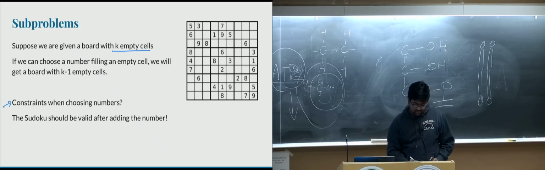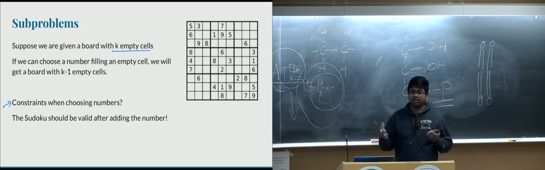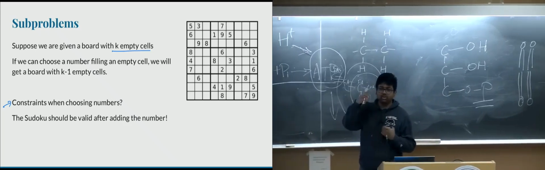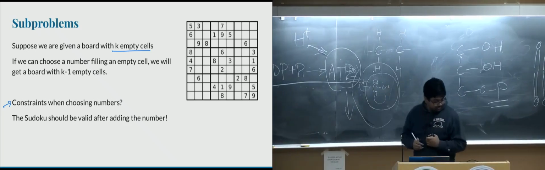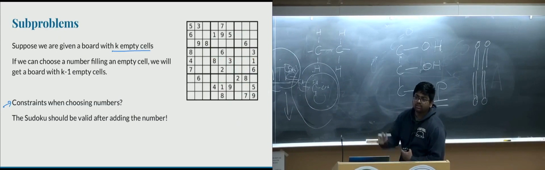And then we think about the constraints when choosing these numbers. The constraint is simply from 1 to 9, right? And the other constraints are that everything in the row should be distinct, everything in the column should be distinct, and everything in that small grid should be distinct. And if you keep doing that, eventually it will return a valid answer, right?